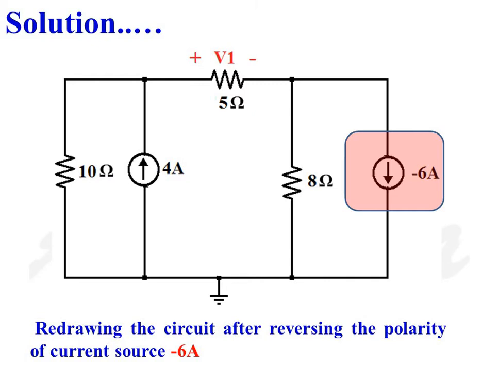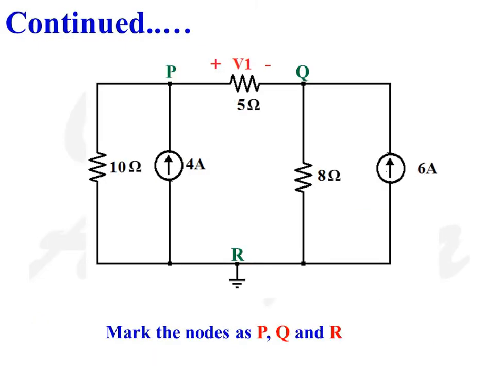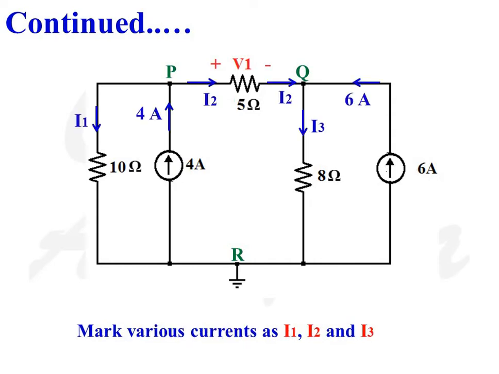First of all, let us redraw the circuit after reversing the polarity of current source of value minus 6 ampere. Now let us mark various nodes in this network. So various nodes are marked as node P, Q and R as the reference node. Mark various currents associated with node P and node Q.